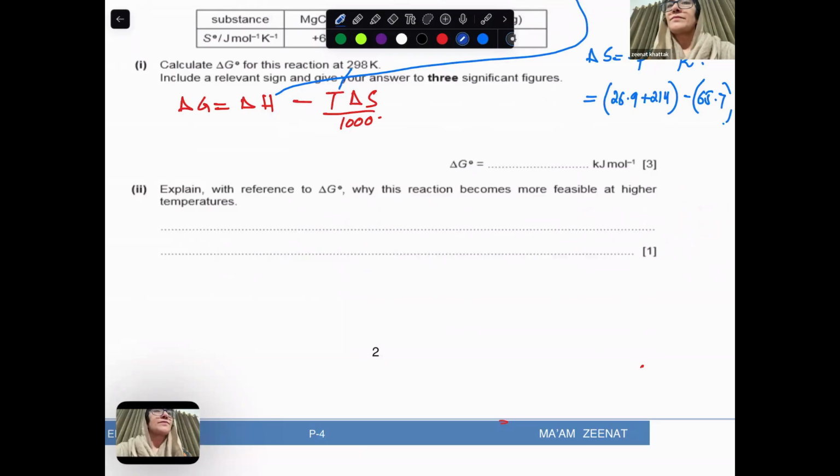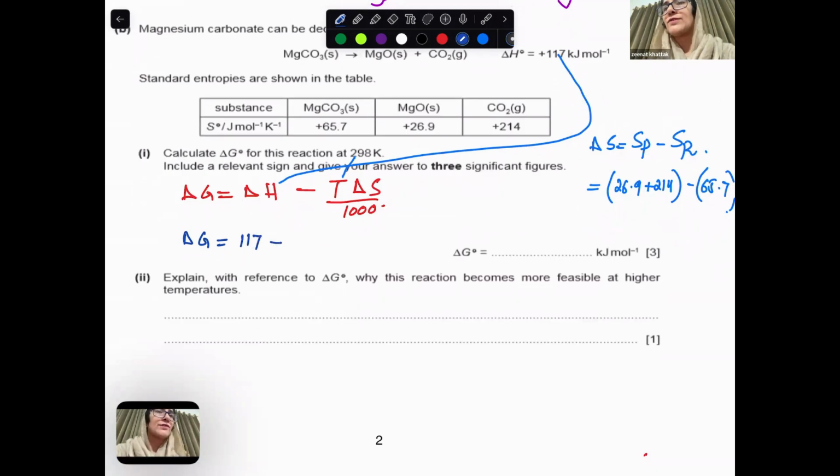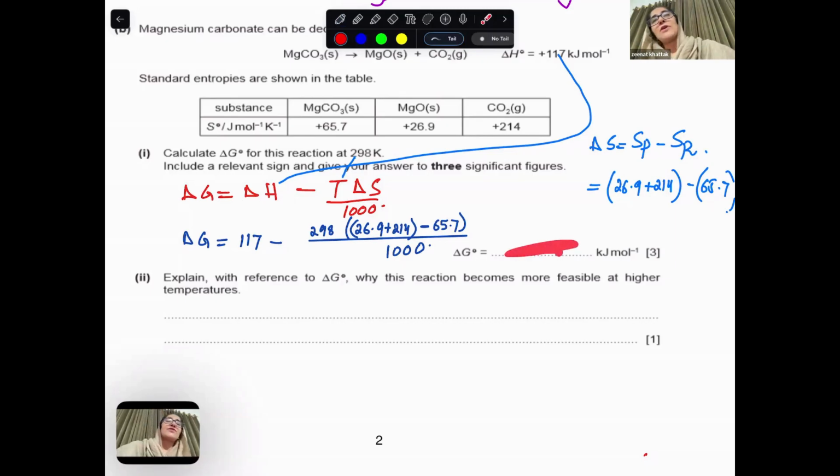Look. Delta G is equal to delta H, how much? 117 minus 298 into 26.9 plus 214 minus 65.7 over 1000. If my answer is negative, spontaneous, positive, non-spontaneous. You know, in the next part, what they are saying?